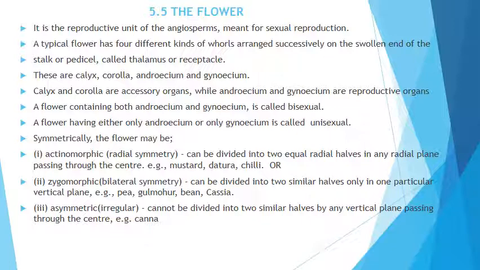The flower can be divided into 2 similar halves only in one particular vertical plane, not in any radial plane. Examples of these are pea, gulmohar, bean and cassia. Third and last one is asymmetry. Asymmetrical means irregular. That means the flower cannot be divided into 2 similar halves by any vertical plane or radial plane. The example is canna.